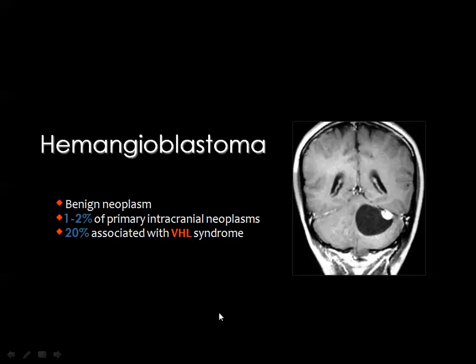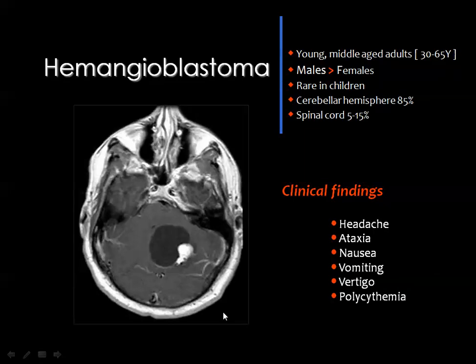Then the hemangioblastoma occurs usually in young and middle-aged adults, and the age incidence is between 30 to 65 years of age. And this tumor is rare in children, is commonly seen in the cerebellar hemispheres, but can occur also in the spinal cord. The pilocytic astrocytoma can occur also in the spinal cord. And this is a good example, and you see here a cyst with an enhancing mural nodule, which cannot be easily discriminated from pilocytic astrocytoma, especially if the age is not helpful.